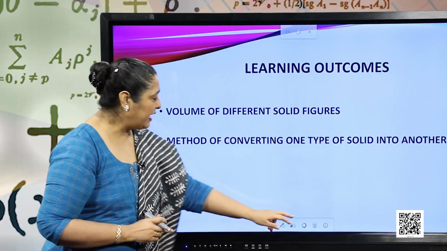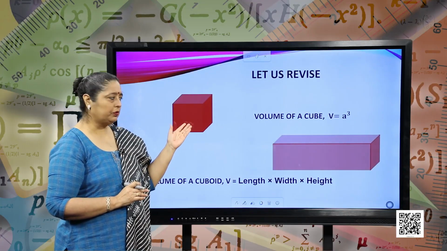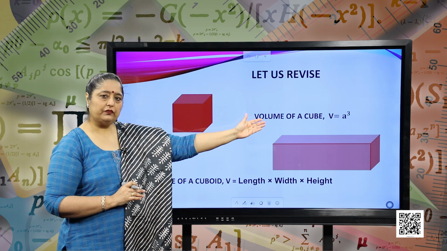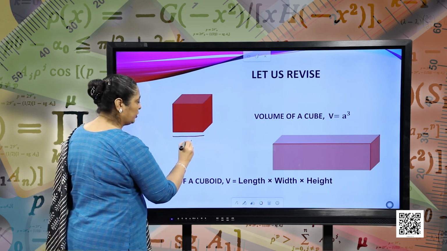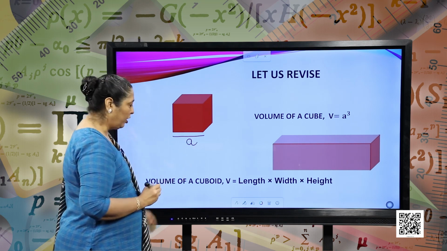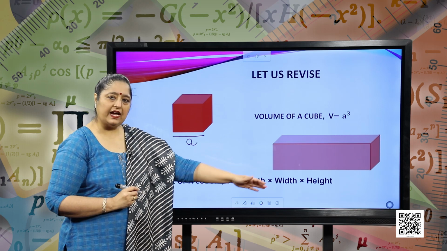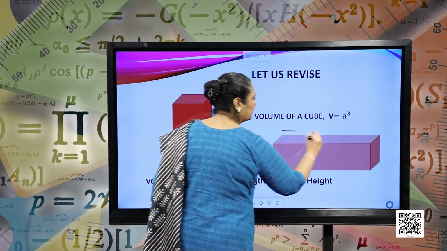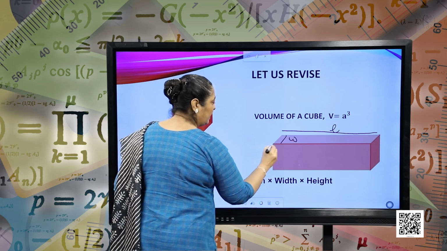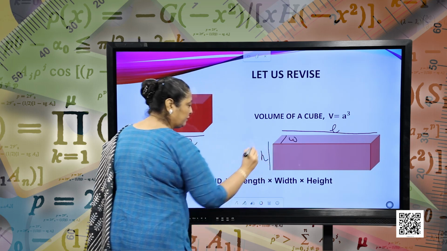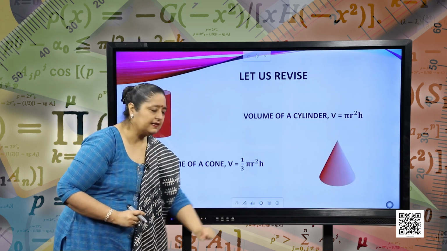So, let us revise our initial concepts. First, we have volume of a cube. Volume of a cube is given as V is equal to a cube. What is a? a is the edge of the cube. Similarly, volume of the cuboid is given by length into width into height. This is the length of the cuboid. Similarly, this is the width and this is the height of the cuboid, right?